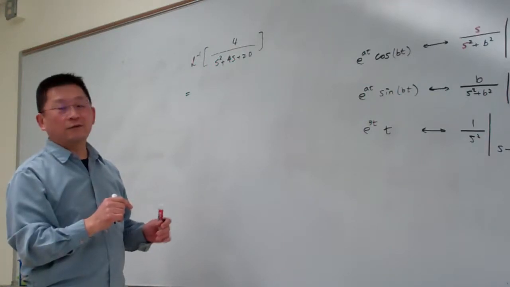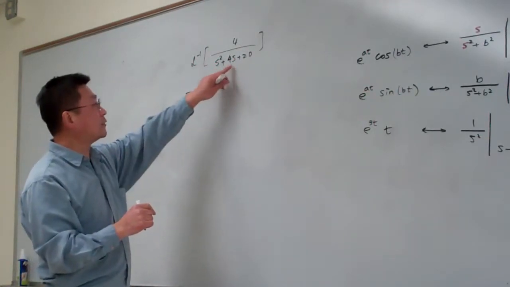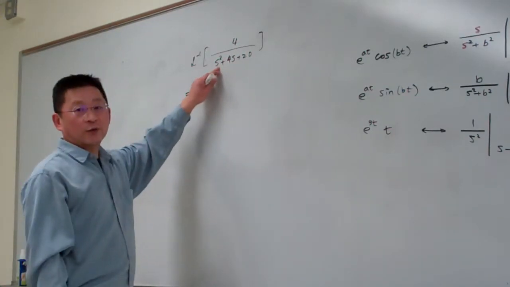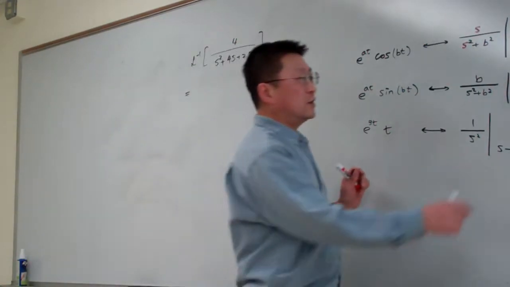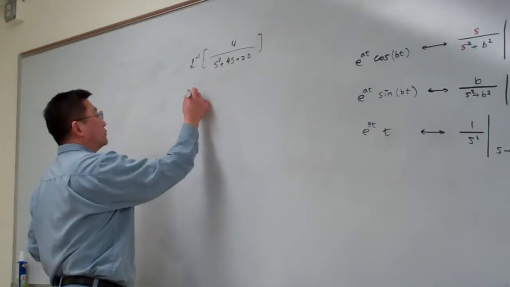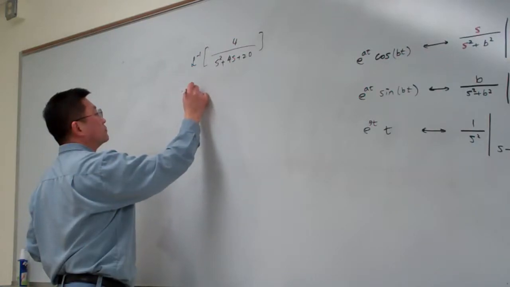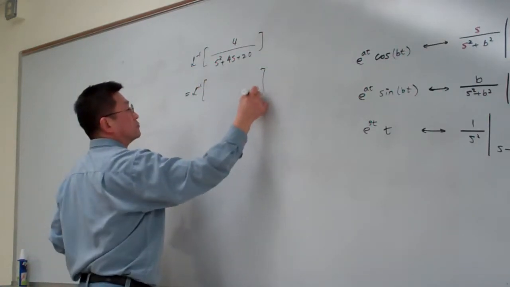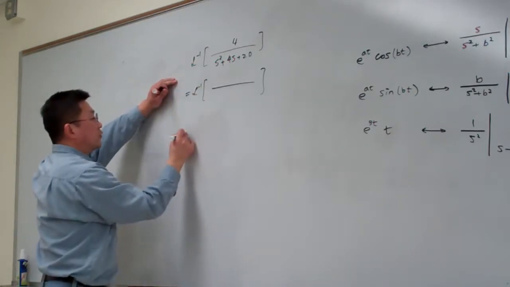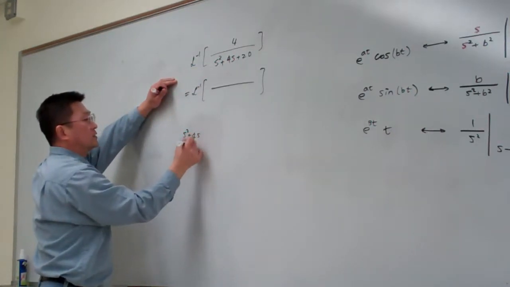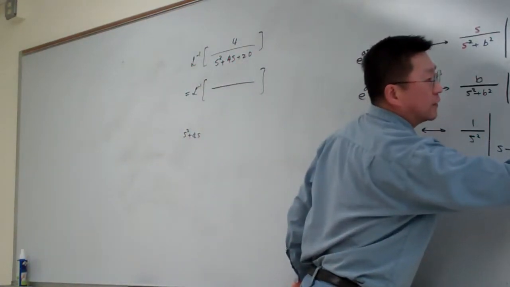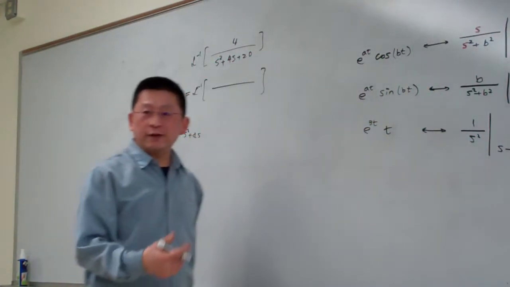Okay, so for example, for this case, the denominator you must arrange, because this one is a second degree polynomial, we arrange it into this form. We do it, okay? So the hint is this: s squared plus 4s, and I want to make a complete square like this one. Okay, how to do it?